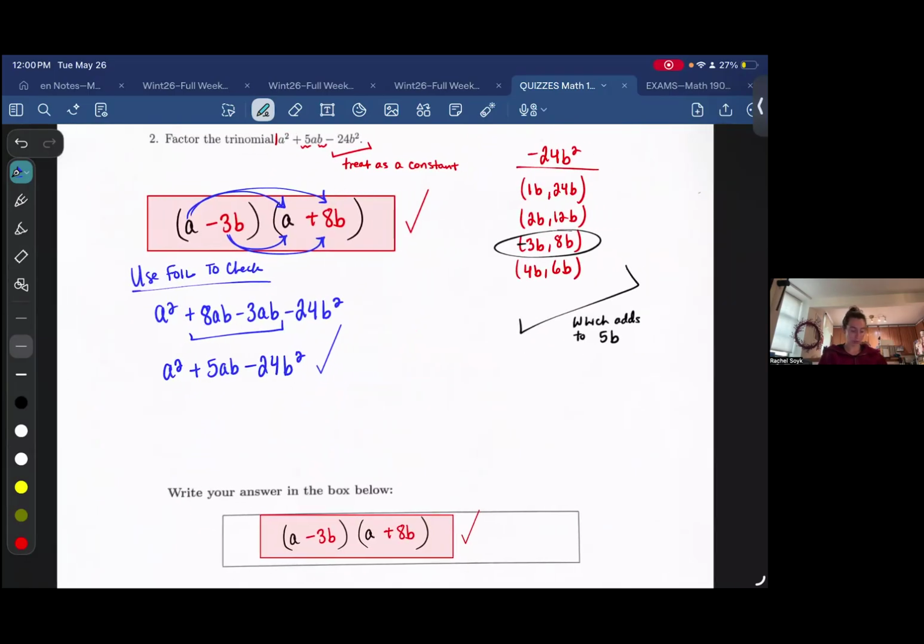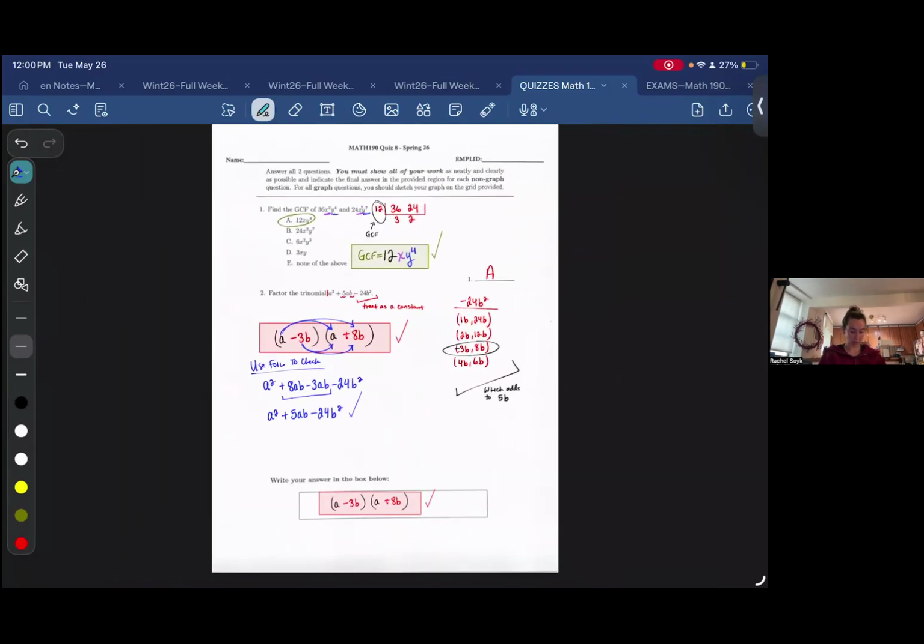That completes our question 2 and our lecture quiz 8.